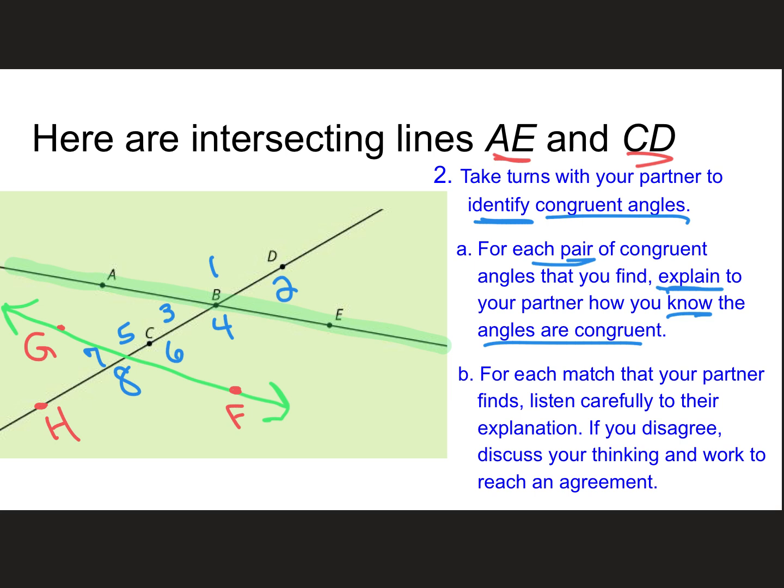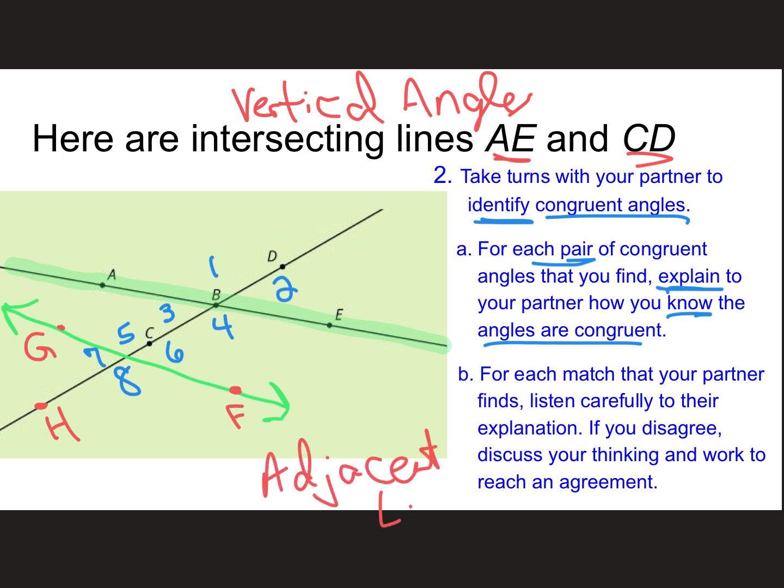I need you to use the things that we've talked about. I need you to think about, when do I have vertical angles? When do I have adjacent linear angles? Think also about corresponding angles, because remember, when we translate, rotate, or reflect, we create corresponding items because we're creating things that are congruent.